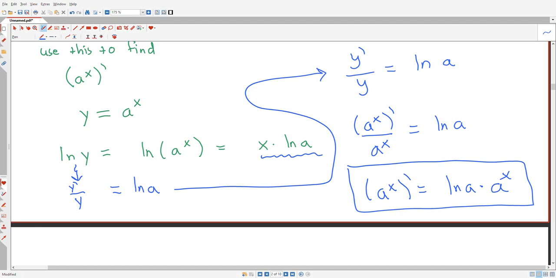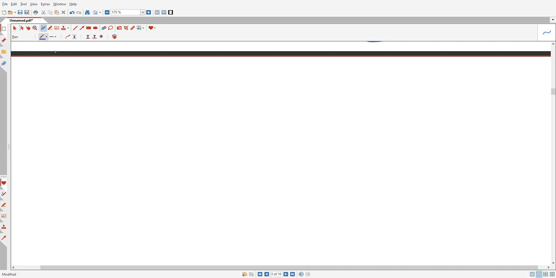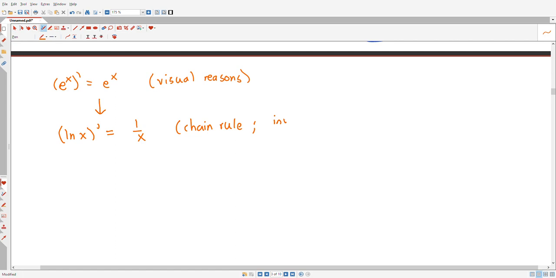Okay, so the story so far goes like this. The derivative of e to the x is itself, for visual reasons. That was how we sort of argued it. But then this led us to using the chain rule that the derivative of natural log of x is 1 over x. So we did the chain rule, and we used the fact that they're inverse functions. And then from here, we got that the derivative of a to the x is the natural log of a times a to the x. And really what we did here was we used logarithmic differentiation, right? We really used that the natural log of a to the x, we could bring that power down.